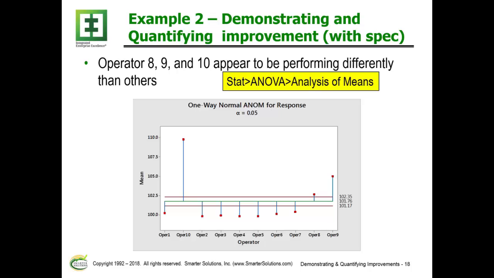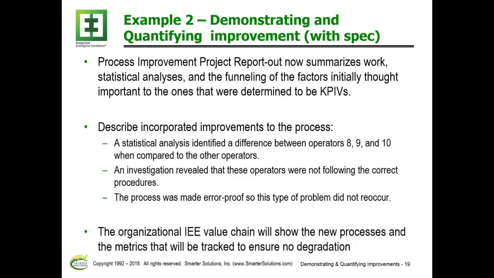If we did analysis of means, we verify what we've experienced there, where operator 10 really has a much higher number, and operators 8 and 9 also have higher values than the overall average. Keep in mind on this particular chart, we've got 9 basically hypothesis tests that we're evaluating, and the red lines represent the value at alpha equal to 0.05, as shown at the top of the chart.